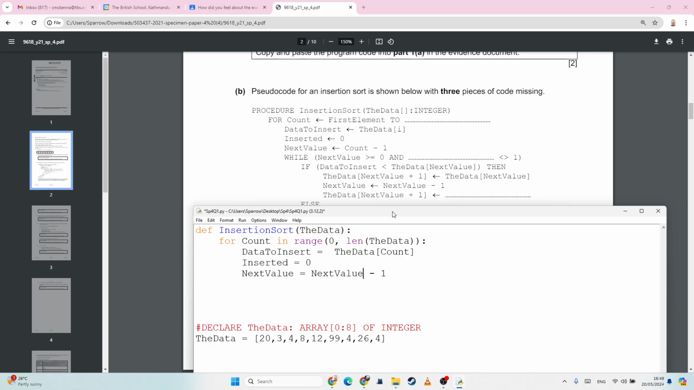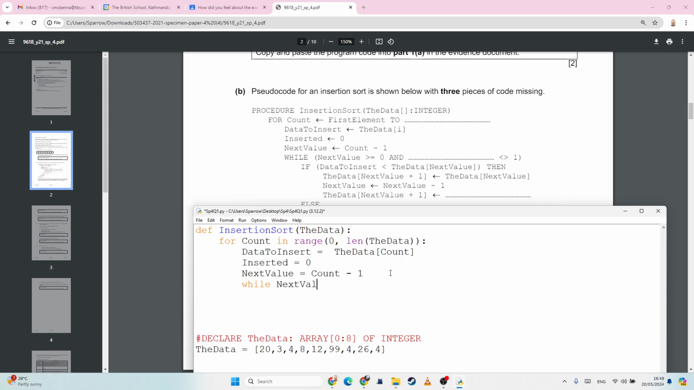Next value minus 1. Oh, no, sorry, I'm way down here. I should be up here. Next value equals count minus 1. That was right the first time. Okay, and then I'm going to say while the next value is greater than or equal to 0, and inserted is not equal to 1.